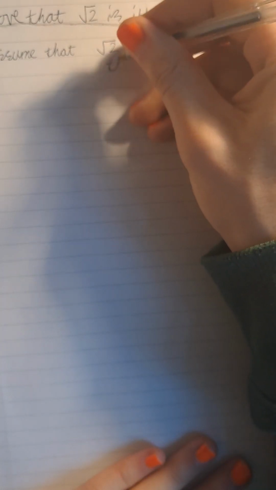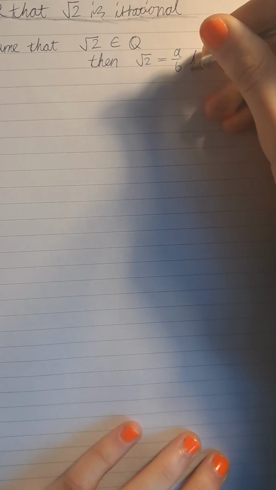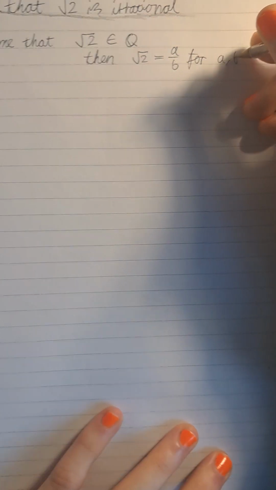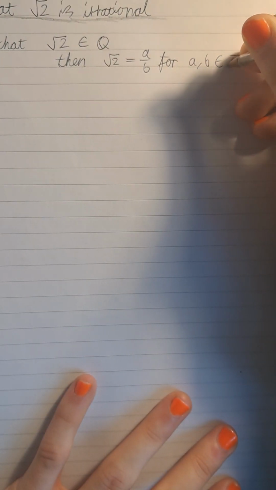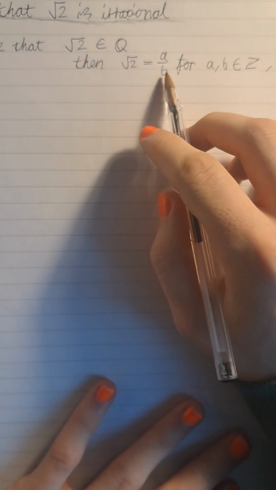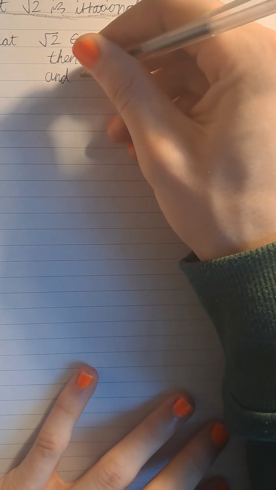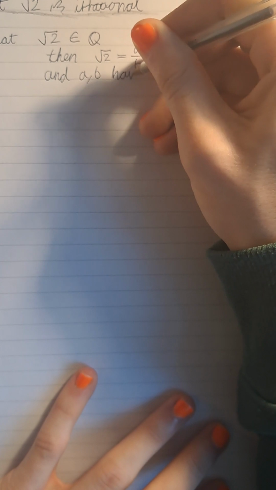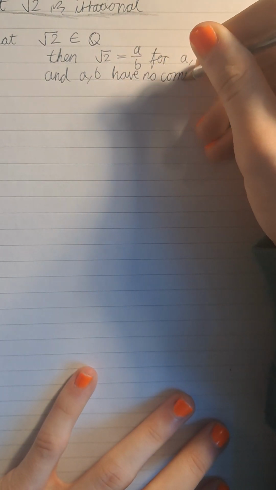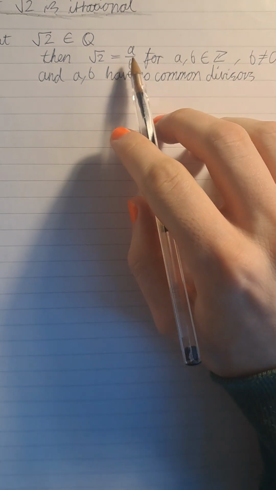Then this means root 2 is going to be equal to a over b, for a and b which are both integers. Note that b cannot be equal to 0 since b is at the bottom of the fraction. If it was equal to 0, then it would just break mathematics, and we don't like that. So we also have to say that a and b have no common divisors. So this means that this fraction a over b is in its simplest form.